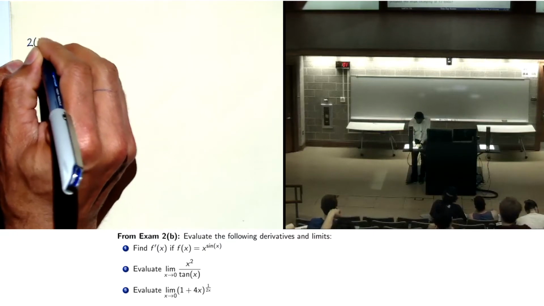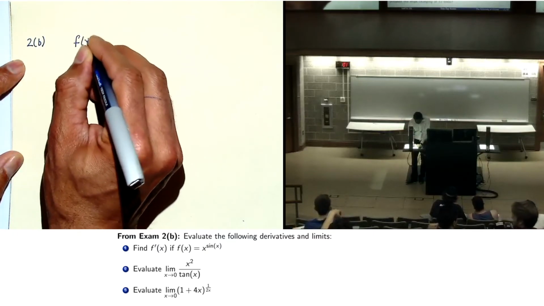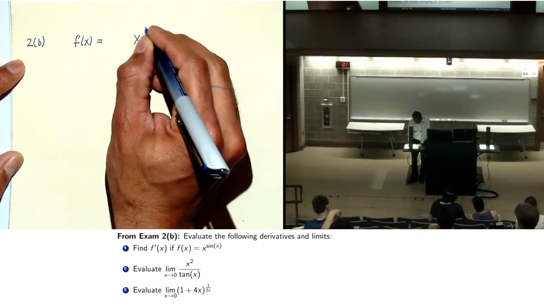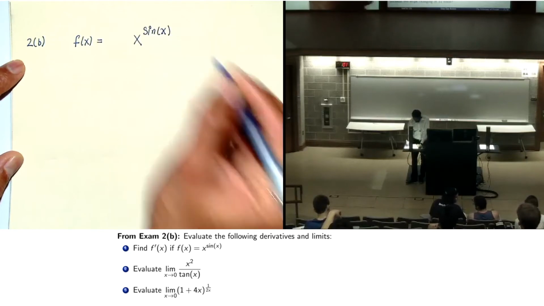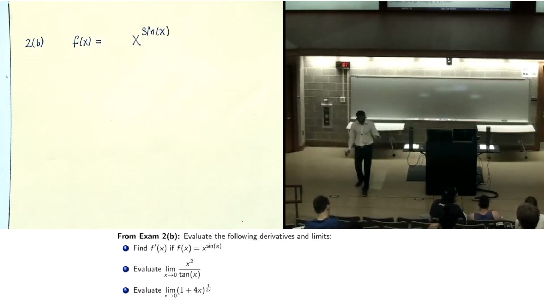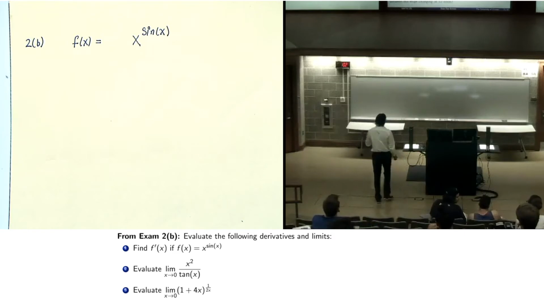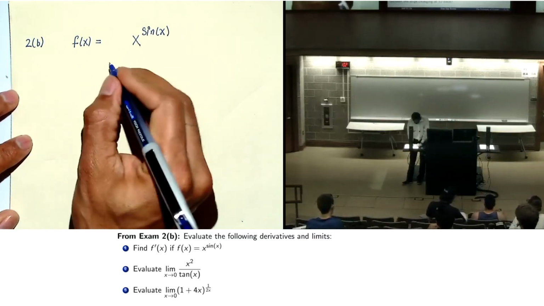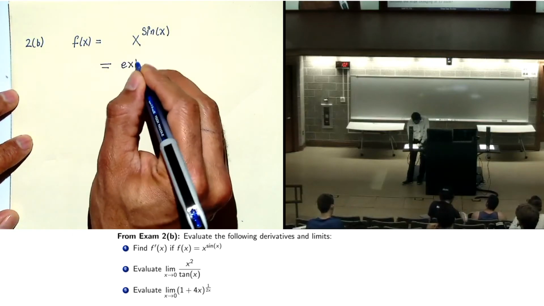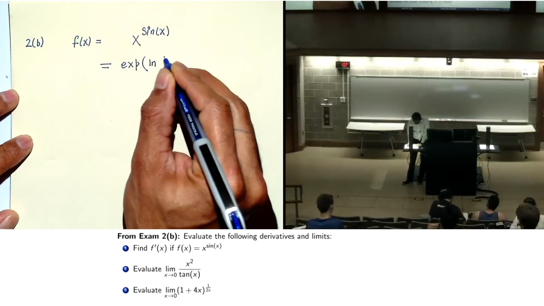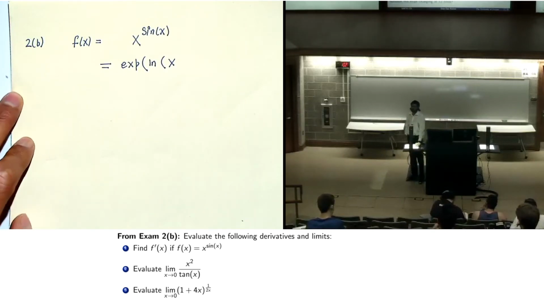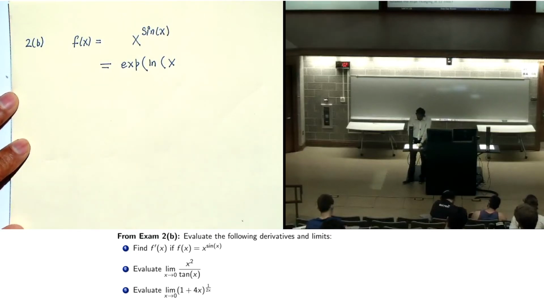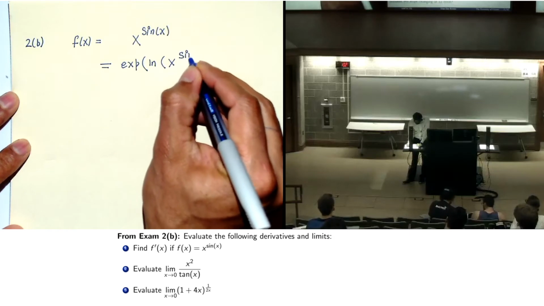Exam 2b, question number 2b: if the function is x to the sine x. You see that the exponent is not a constant. It is also a variable. So the function is a function to the power of a function. I don't think I have any rule of derivatives with which I can resolve this. But one thing I know about the exponential function and the logarithm function: one is a frog and another is a centipede. They live together, side by side. Sine of x.